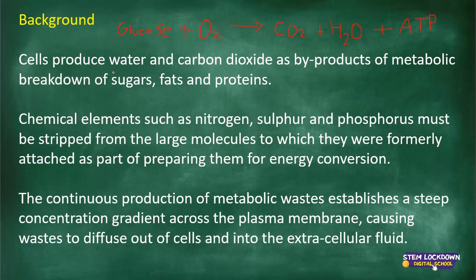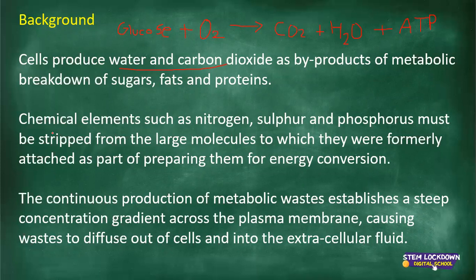There. That's why we say cells produce water and carbon dioxide. This is what happens, the equation for cellular respiration. They produce water and carbon dioxide as well as ATP, which is a form of energy, as byproducts of metabolic breakdown of sugars. There, this is an example of sugar breakdown to give you those products.